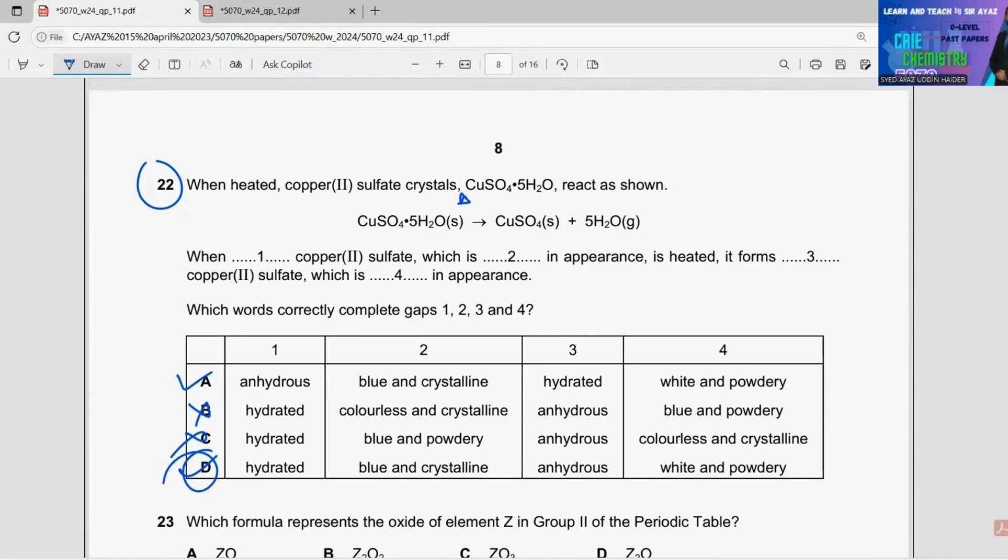For your convenience, I'm reading the other statements also. For 3, it forms anhydrous. This is also correct. Copper(II) sulfate, which is white and powdery. So this is correct. A is incorrect.